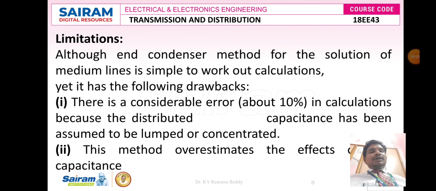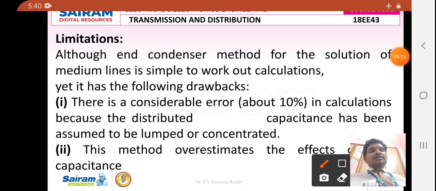Next, what are the limitations of the end condenser method? Although the end condenser method for medium lines is simple to work out, because we can easily find the unknown parameters, here we take the effect of capacitance at the receiving end of the transmission line. So there is a considerable error of about 10% in calculations, because the capacitance is distributed but we treat it as a lumped parameter at the receiving end side where we place the capacitance.